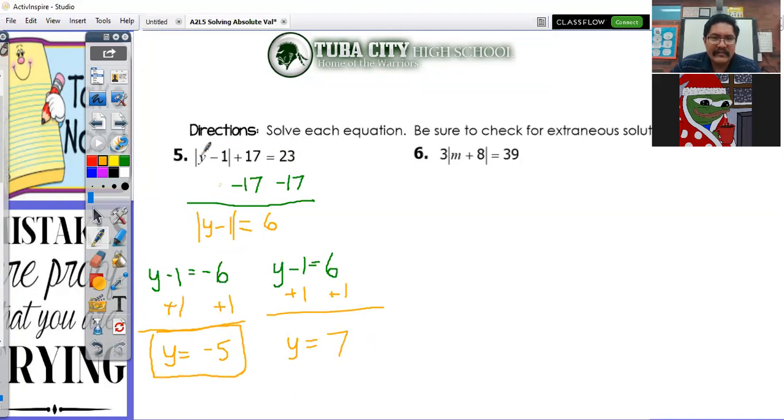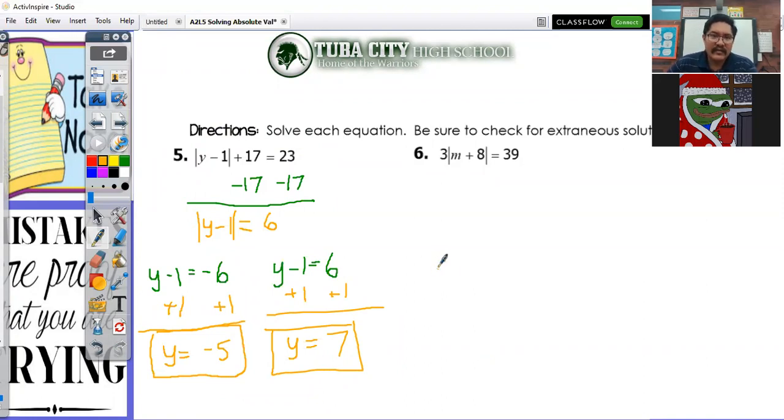Let's try 7. 7 minus 1 is +6. Absolute value of 6 is 6. 6 plus 17 is 23. So same thing, we have another solution. So this one has two solutions that you can plug in and both of them will be correct.